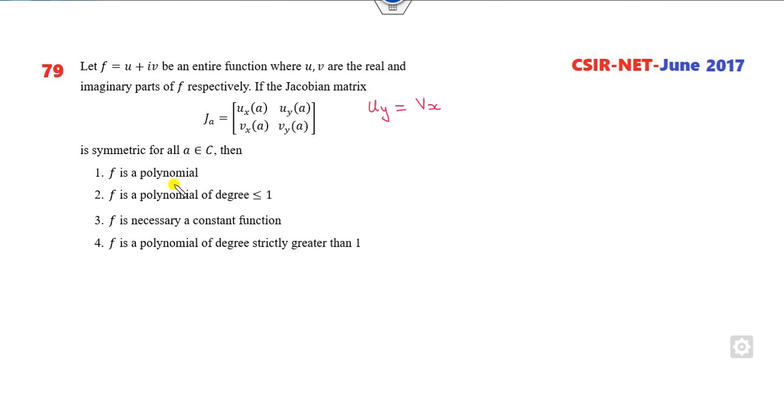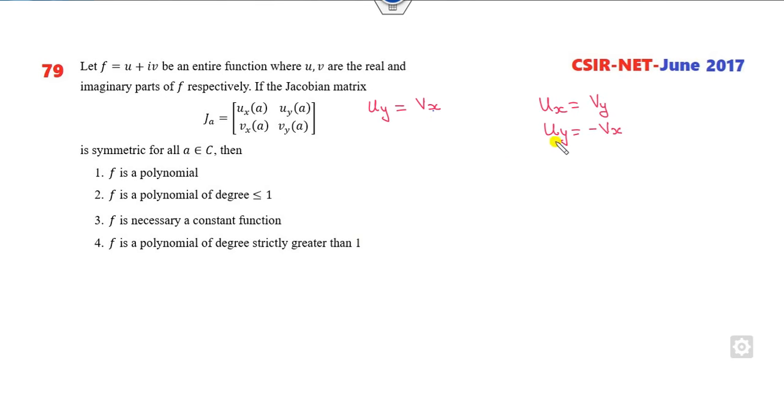So f is a polynomial. F is an entire function, u and v are symmetric. Then here, okay, f is analytic, so ux is vy, uy is minus of vx. Fine. F is a polynomial, so you can think about any polynomial. If you want to discard an option, then you have to think about that.